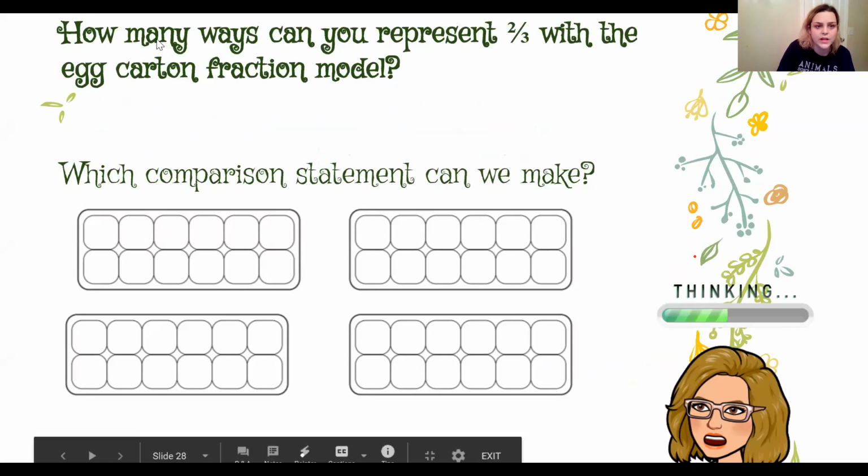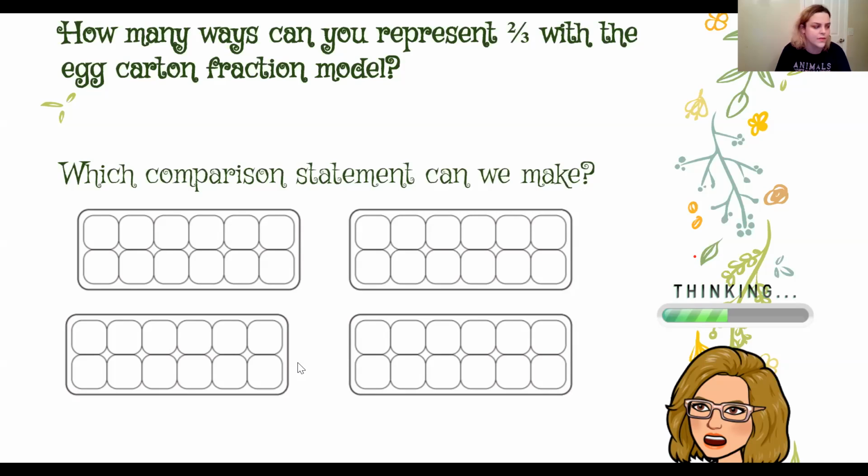And aside from writing the top and the question and this part, I want you to copy down these 4 egg carton models because we're going to utilize them to represent 2/3. So do that now and then unpause me when you're ready. All right, so let's start.